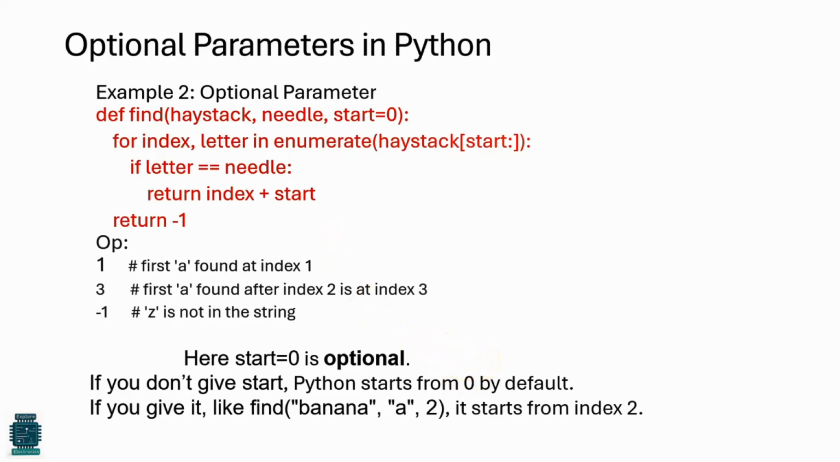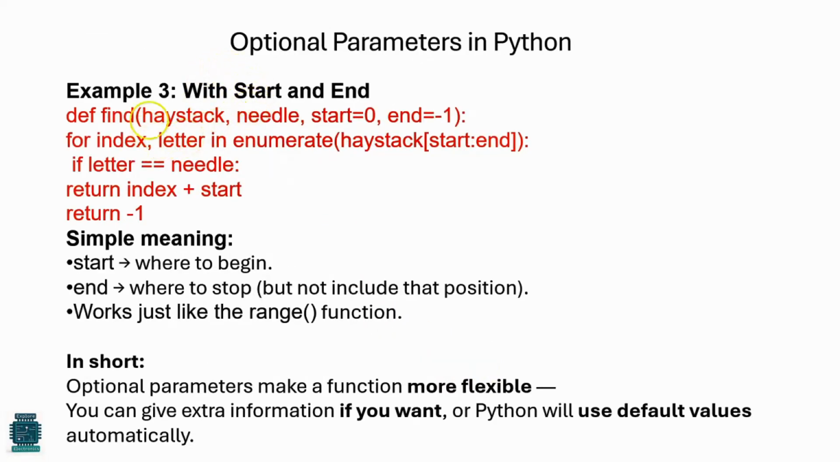Very clear? Let us see one more example in this optional parameters, which is very similar to the previous example. Here I have chosen starting and ending, which is 0 and -1. It is very similar to the range function. That's why I have given starting point and ending point. Here, define find haystack needle, starting at 0 and ending at -1, which it will take as the default values if I don't give any.